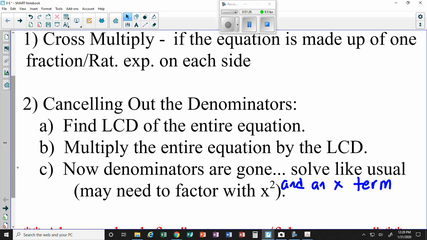Now add this in. You may need to factor with x squared. Well, you only factor when it's x squared and an x term. If you have two different types of variable term, I should say, so an x squared and an x. If you have two x terms on each side, it's just like a linear equation. It's easy to solve. You don't have to factor. But if I have an x squared and an x term, two different types of variable terms, then you're going to have to move everything to one side so it equals 0, factor, quadratic, something like that.